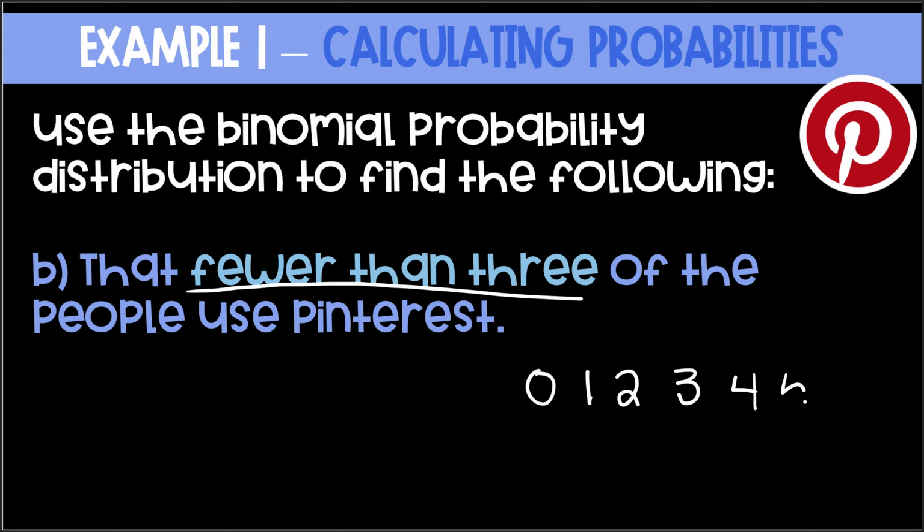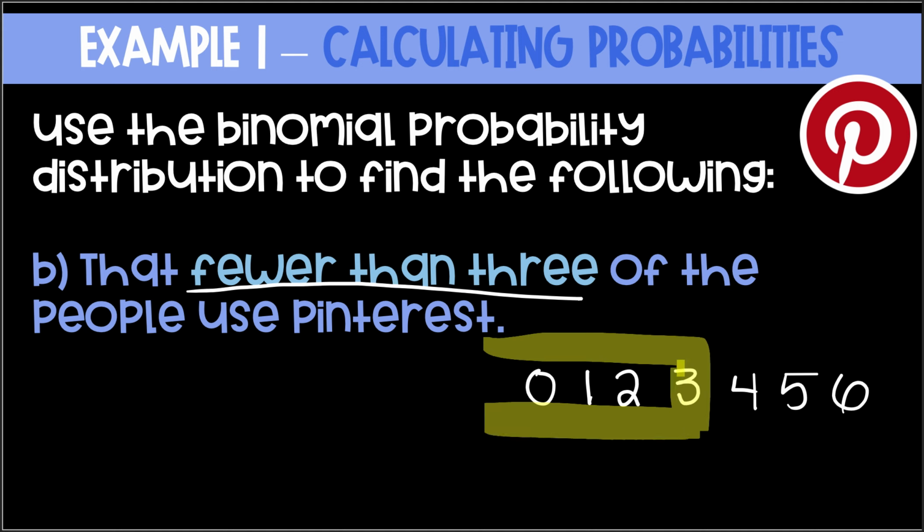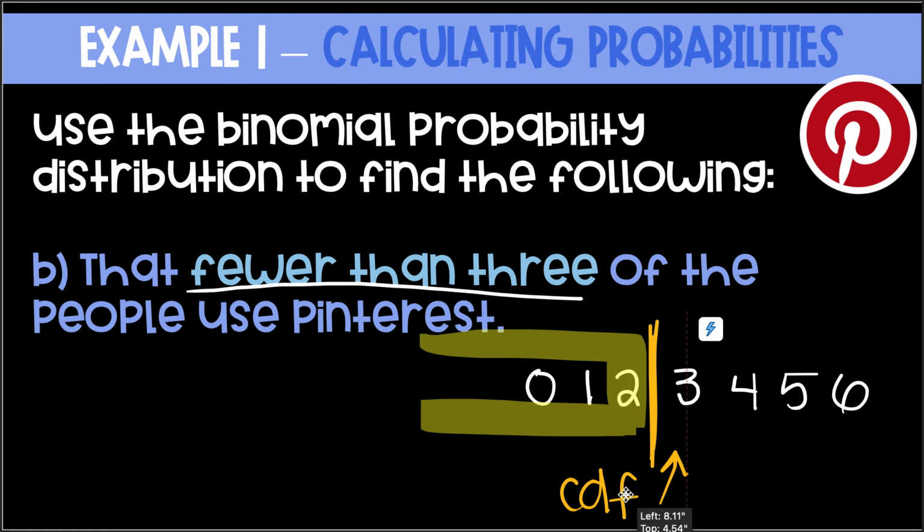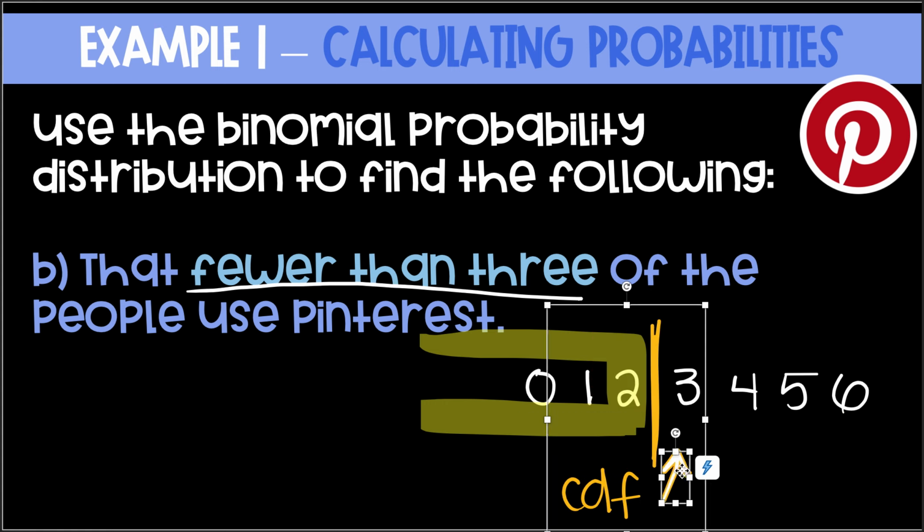If you choose to use the command CDF and you put the 3, it will give you the probability of up to 3. We don't want 3, we want fewer than 3. So instead of putting CDF 3, I'm going to have to put CDF 2.